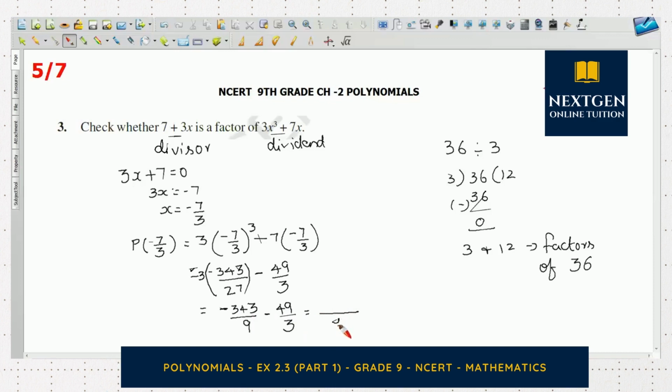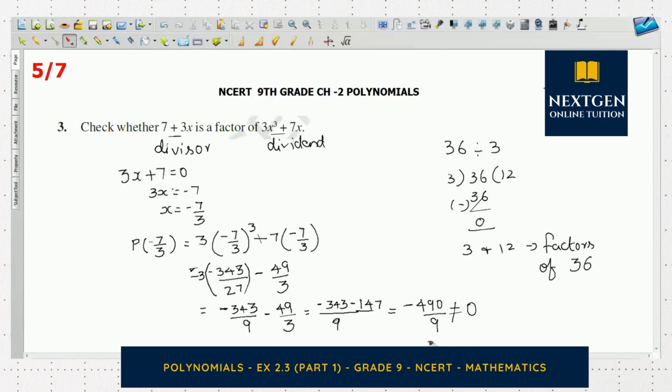On taking LCM for 9 and 3, the value will be 9. Okay. Minus 343 minus 147. Let me write it out clearly. Minus 147 gives me minus 490 divided by 9, which is not equal to 0.